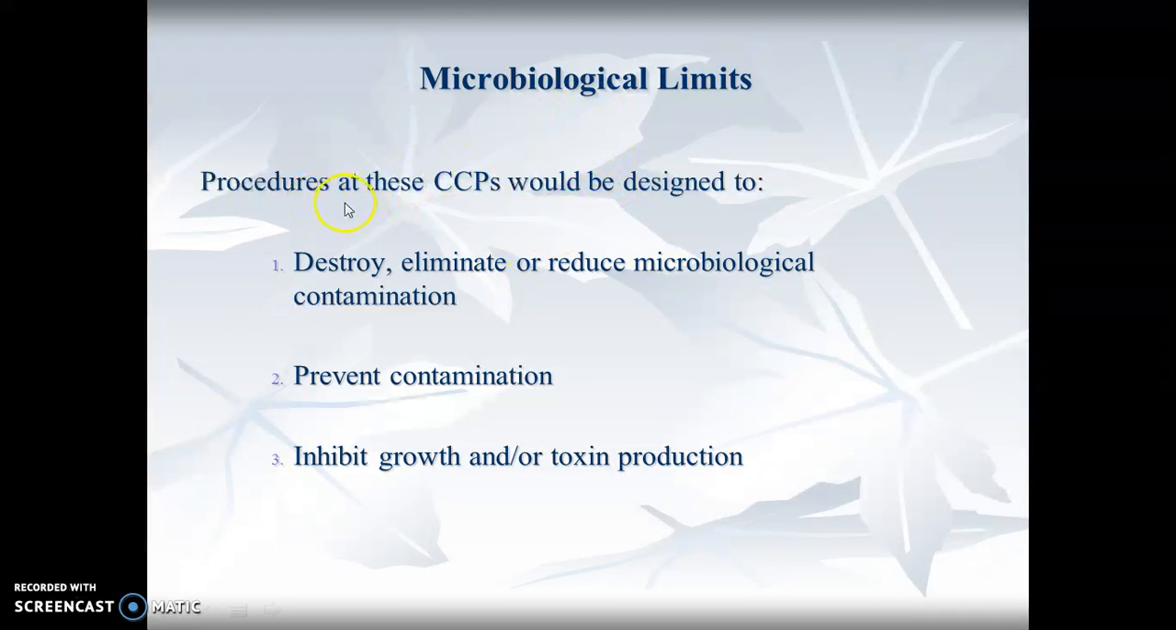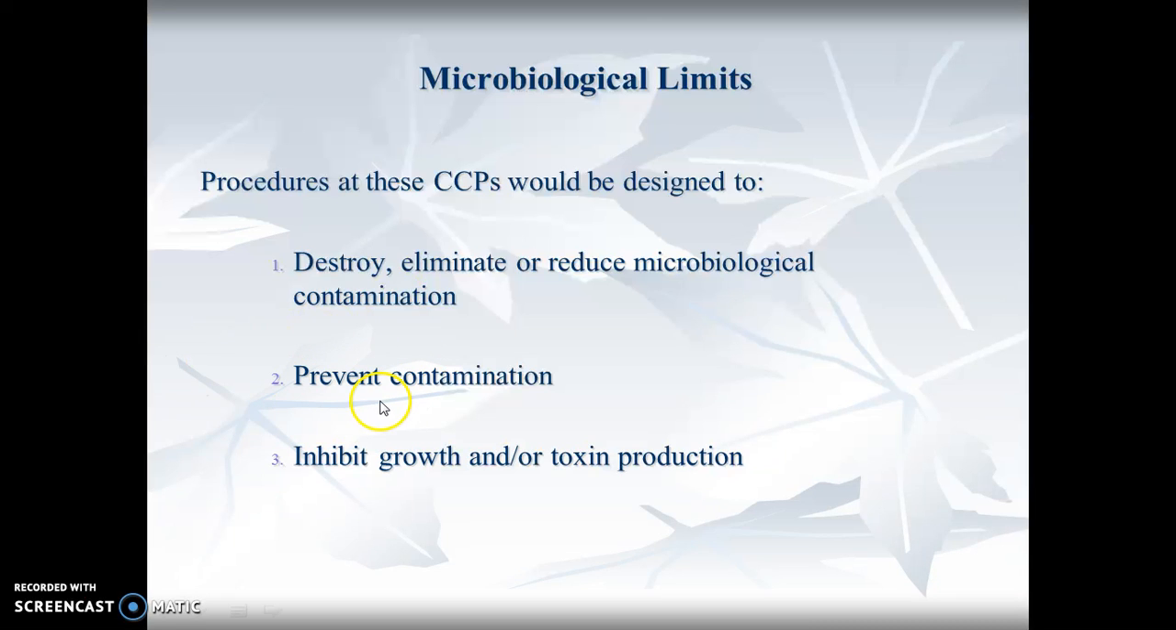Microbiological limits. Procedures at these critical control points would be designated to destroy, eliminate, or reduce microbial contamination. You recognize that you've got problems as far as microbial growth. It didn't cook long enough. It didn't cook at a high enough temperature. You brought something into your plant that was unsafe to start with. There are several things that you can recognize may cause problems. So what do you do to destroy, eliminate, or reduce the potential for microbial contamination?